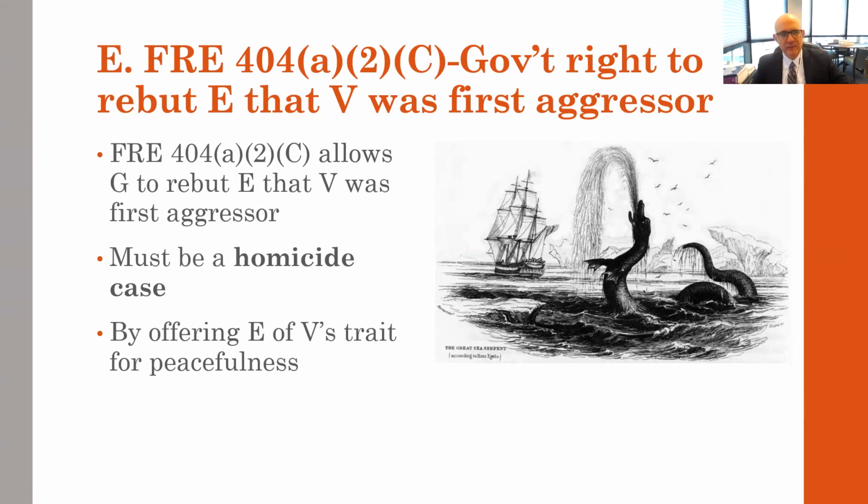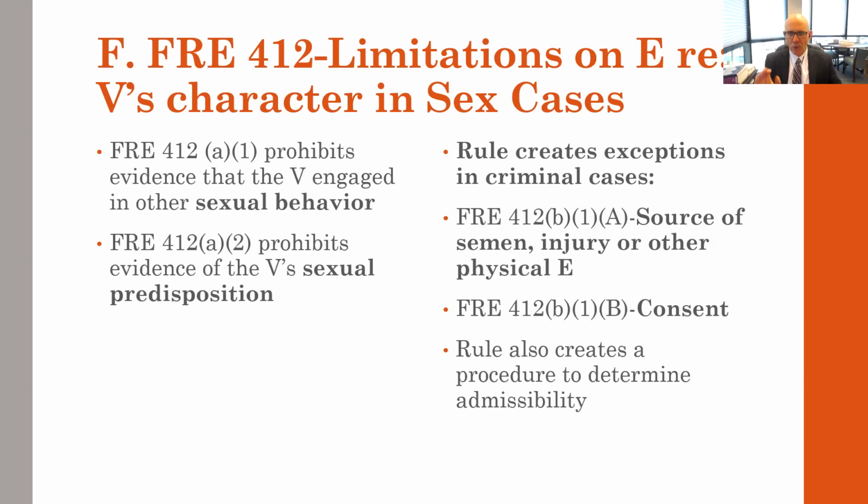Now, we talked about, obviously, the exception to the propensity rule in the context of the victim, how we're able to present negative evidence of the victim, and how the government has the right to rebut that. An exception to the exception, however, a limitation on the exception, is Federal Rule of Evidence 412, that is the victim's character in sex cases. Okay, so let's talk about that.